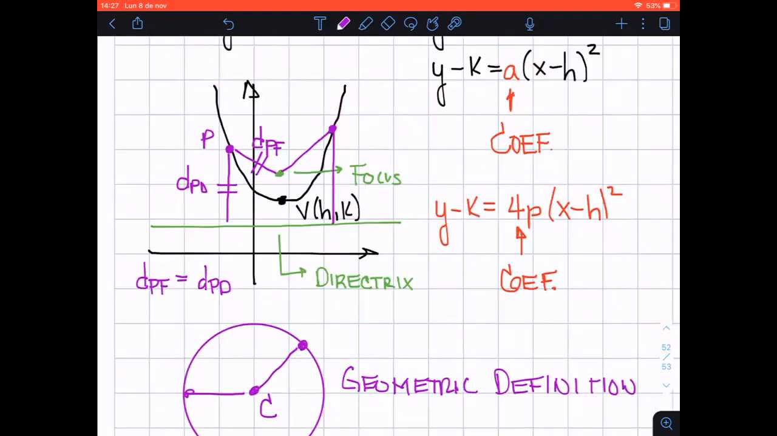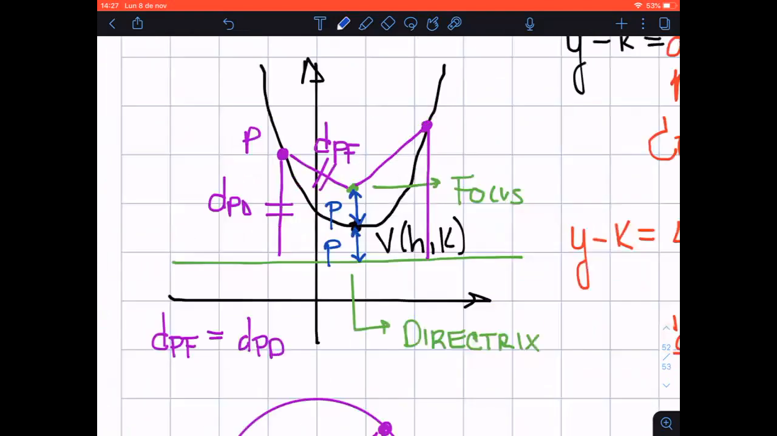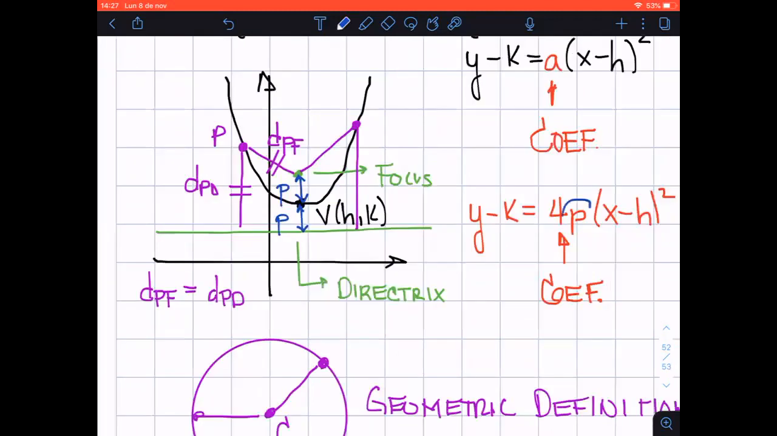Now, there is a very special distance in the parabola. That is the distance going from the vertex to the focus and from the vertex to the directrix, both of them. And this distance, we call it P. That is the P that appears in the equation of a parabola.